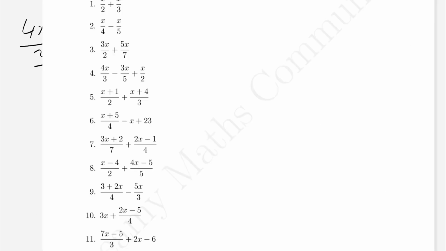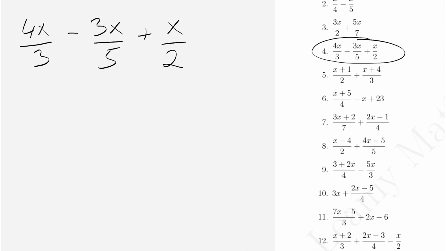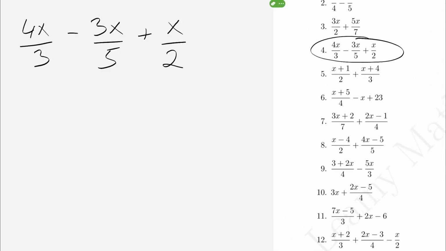Next example, the next one I'll do for you is question 4 here. So that is 4x over 3 minus 3x over 5 plus x over 2. So my lowest common denominator in this case, the lowest number that 3, 5 and 2 will all divide into, well, the smallest number they'll divide into is 30. Alright, so then 3 into 30 goes 10 times.